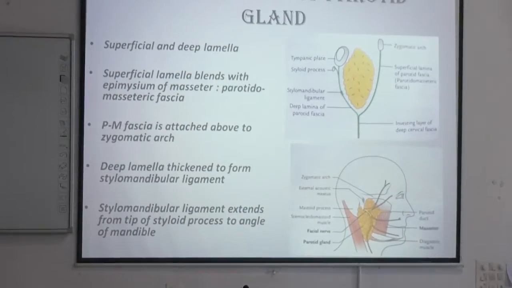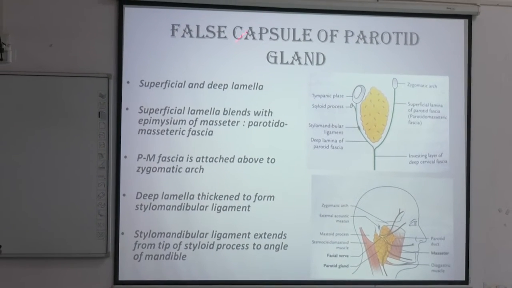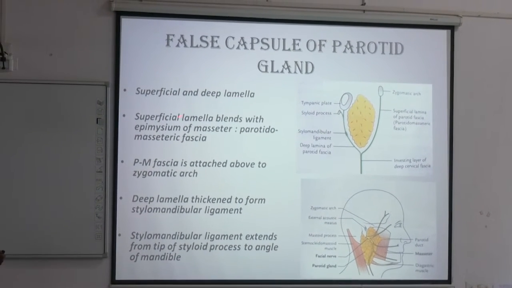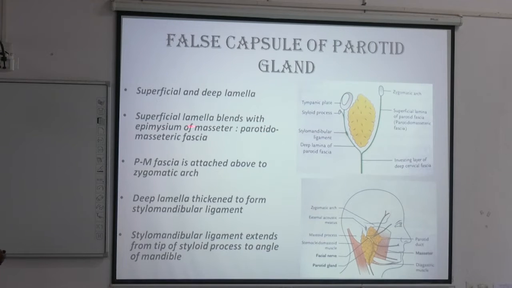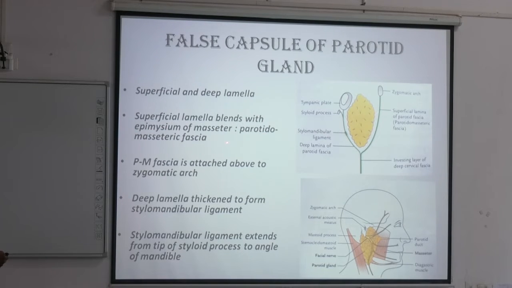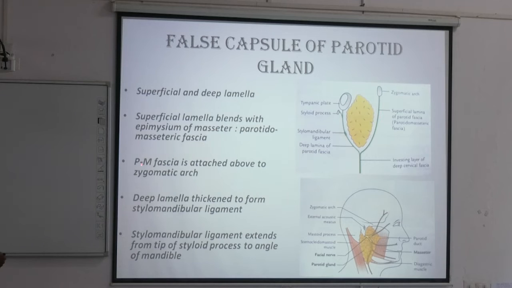Now, the false capsule of the parotid gland has a superficial and a deep lamella. The superficial lamella blends with the epimysium of the masseter, forming the parotidomasseteric fascia, which is attached above to the zygomatic arch. Here is the zygomatic arch. The deep lamella is thickened to form the stylomandibular ligament. This is the stylomandibular ligament.